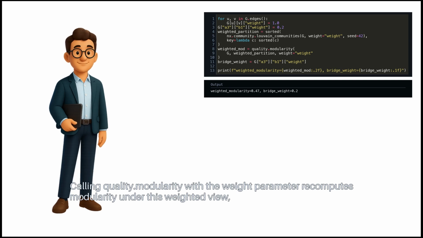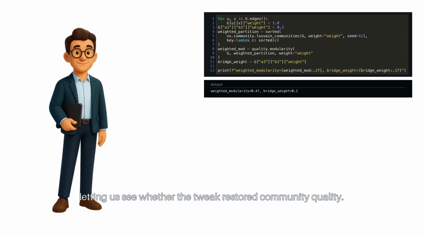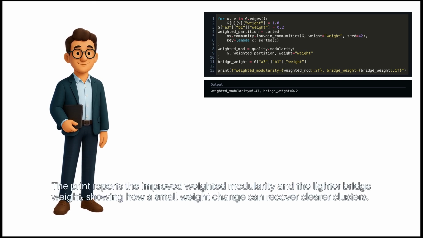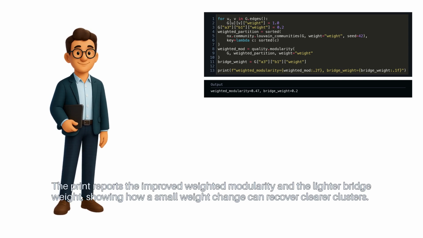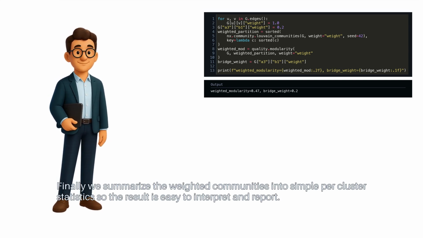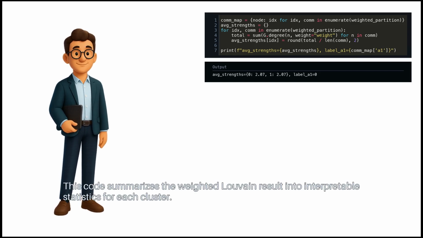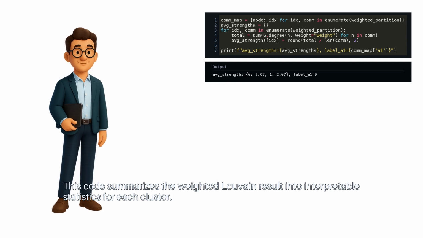Calling quality.modularity with the weight parameter recomputes modularity under this weighted view, letting us see whether the tweak restored community quality. The print reports the improved weighted modularity and the lighter bridge weight, showing how a small weight change can recover clearer clusters. Finally, we summarize the weighted communities into simple per-cluster statistics, so the result is easy to interpret and report. This code summarizes the weighted Louvain result into interpretable statistics for each cluster.